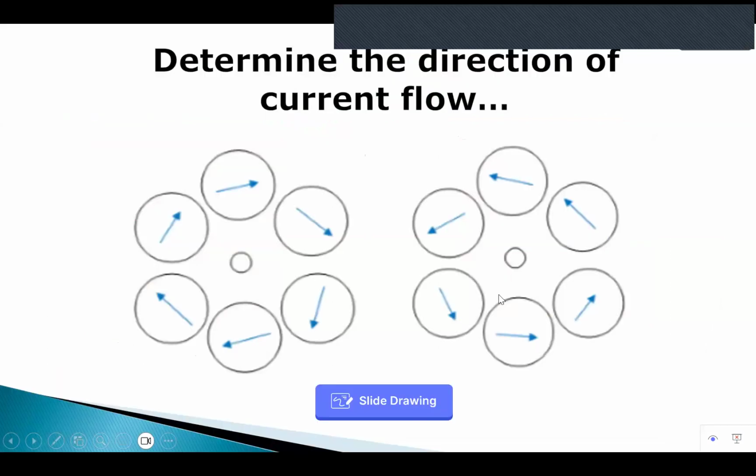Okay, so over here I have two diagrams, and these are compass needles placed around it. So there is actually a current flowing through this center wire. You need to determine the direction of the current flow. You may pause the video here to think about the answers. Okay, I'm going to go through the answers.